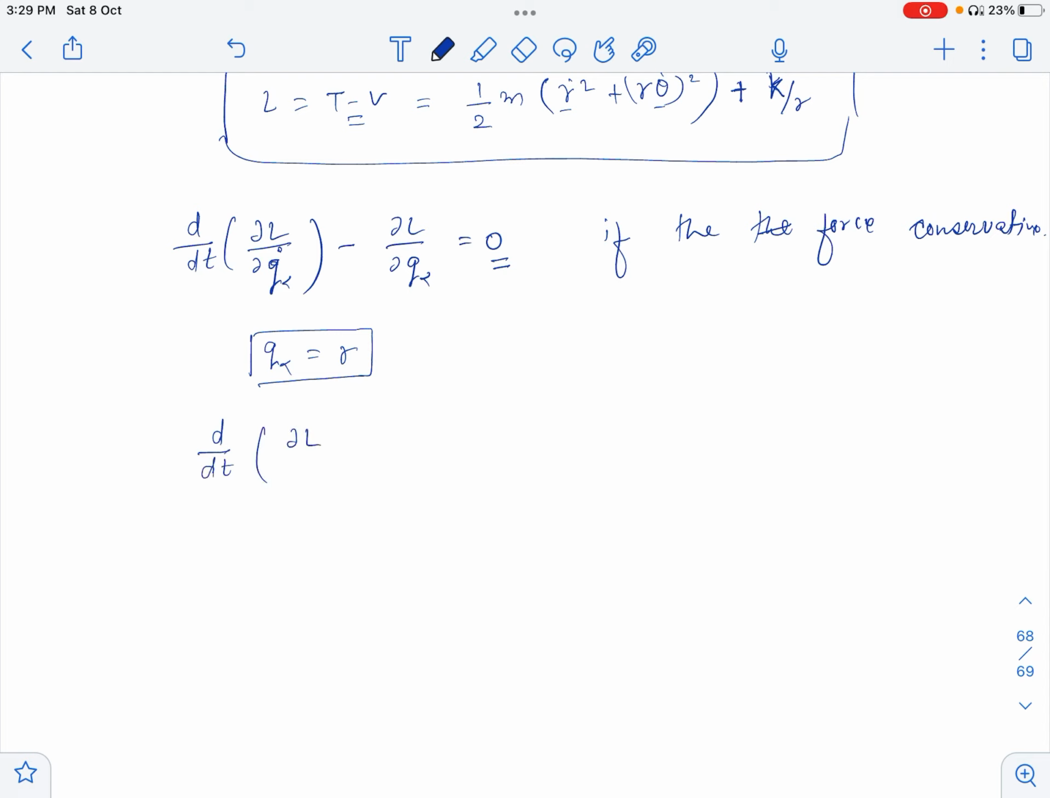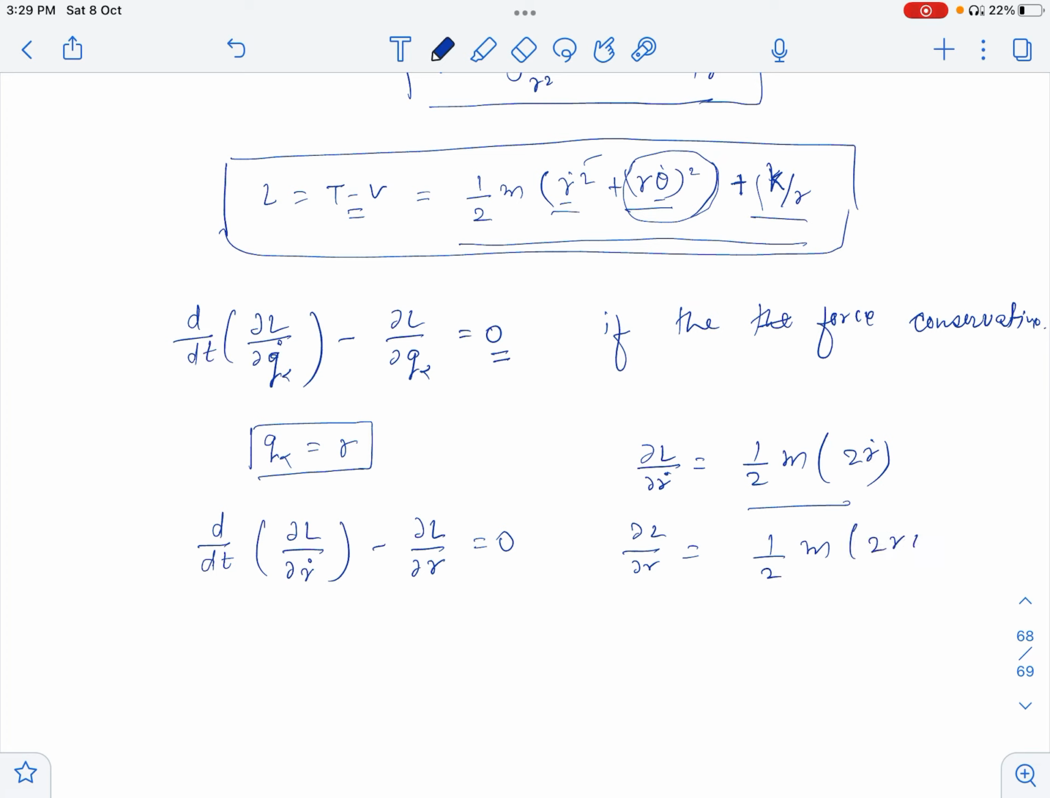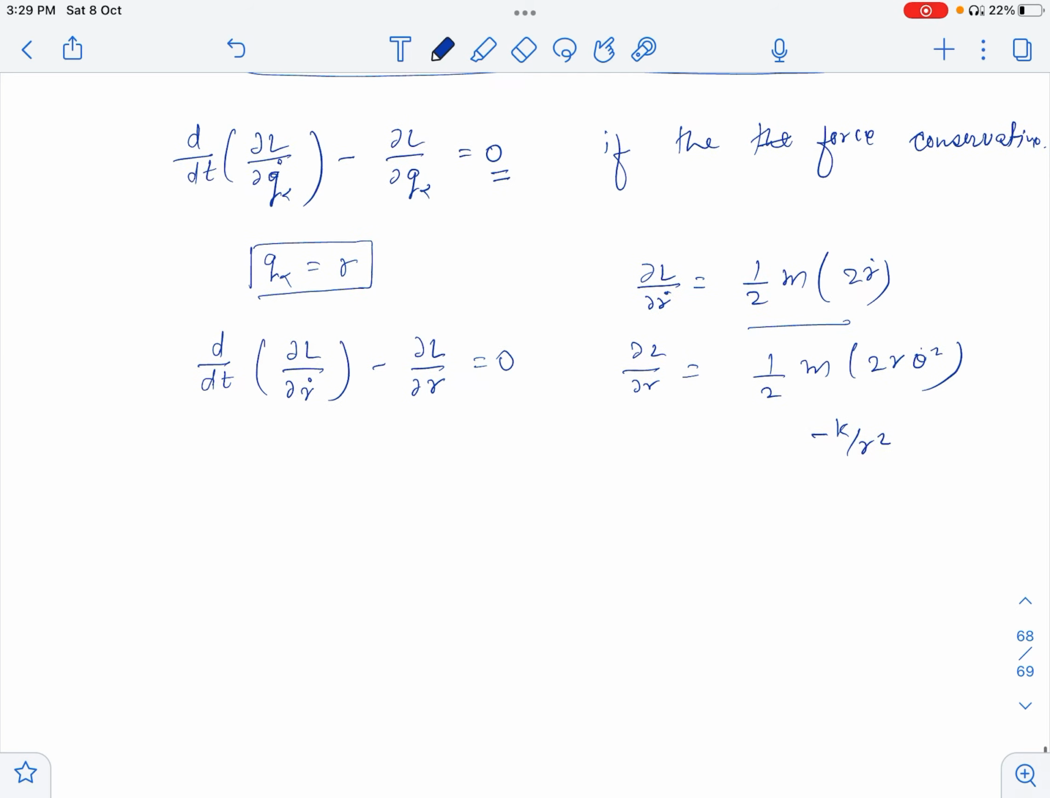So d upon dt of delta L upon delta r dash minus delta L upon delta r is equal to 0. What is L? L is given by this. So delta L upon delta r dash is equal to 1 by 2 m times 2r dash, and the rest is 0 because there is no term of r dash in the other terms. And delta L upon delta r is equal to 1 by 2 m times 2r theta dash whole square, minus k upon r square.